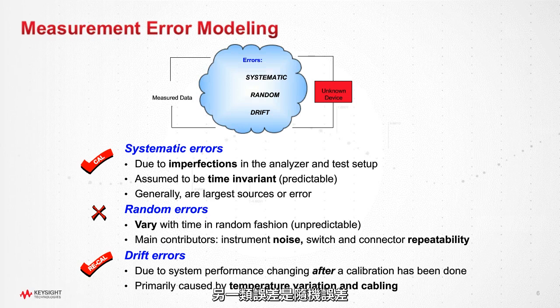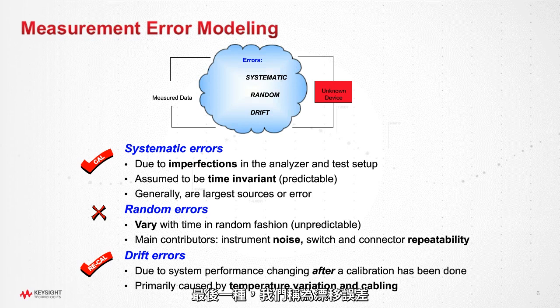The other types of errors, random errors, vary with time, and they're very random, so we can't predict what they're going to be. They're caused by things like instrument noise, device physics of the actual components inside the instrument, and the repeatability as these high-frequency switches turn on and off, whether they're solid state or mechanical switches. And for the random errors, there's really nothing you can do. This is true for most instrumentation.